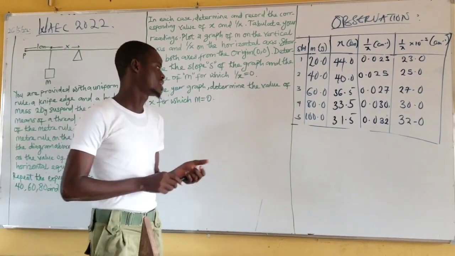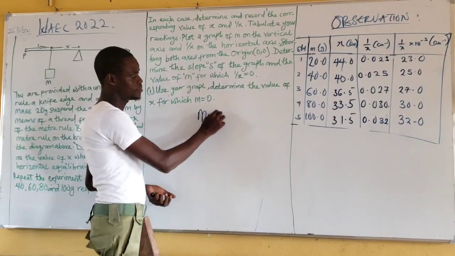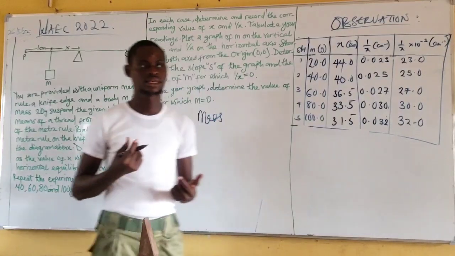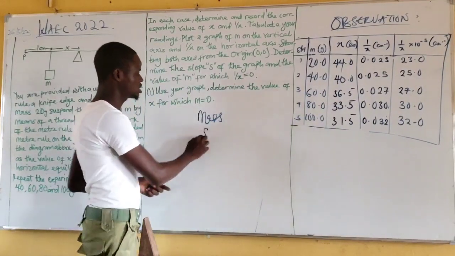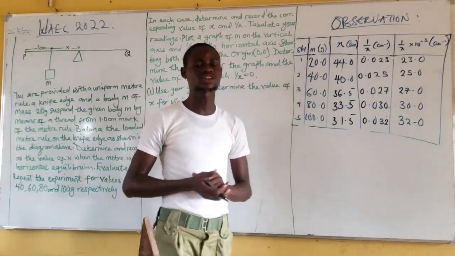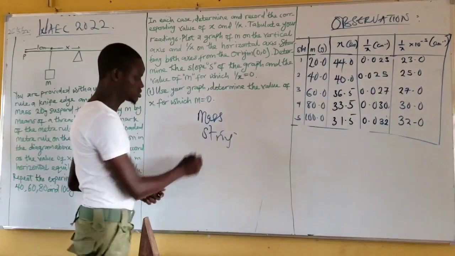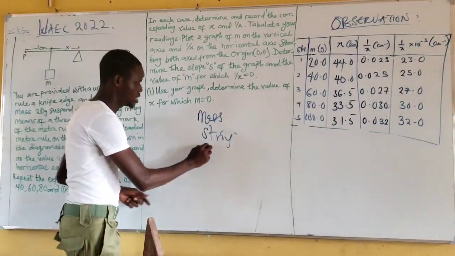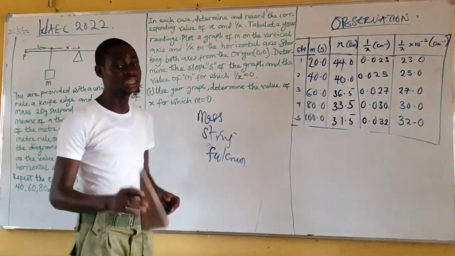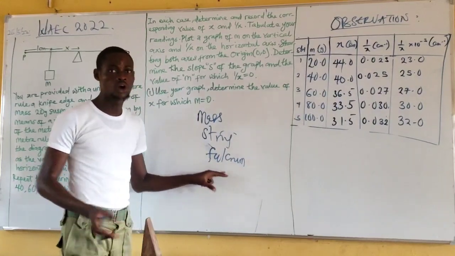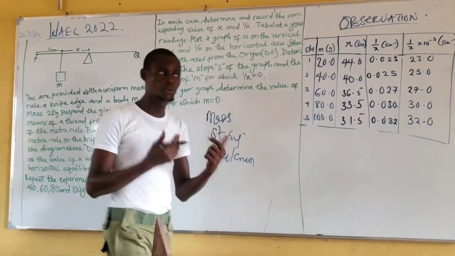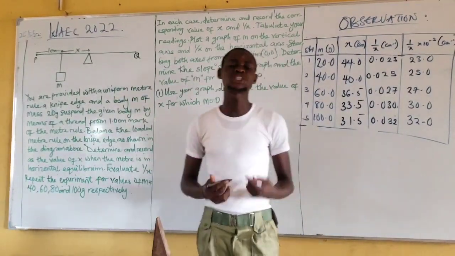We are asked to provide a mass hanger, a set of masses, and a string. Then we have to provide a fulcrum, or what do we call it, a knife edge. So we have to provide a fulcrum or knife edge, a string, masses, a mass hanger, and a weighing balance. Now, what is the function of this?